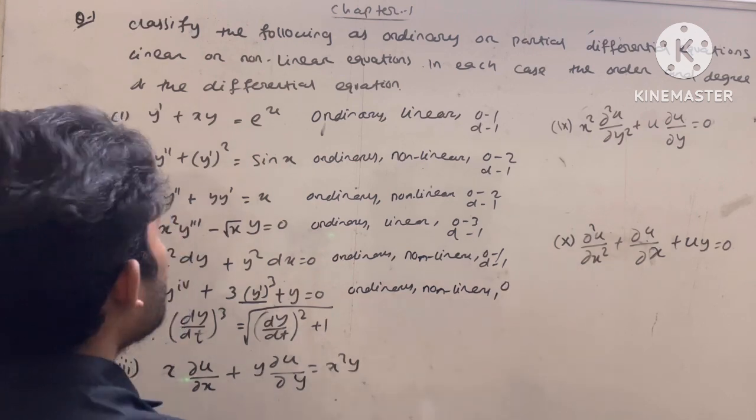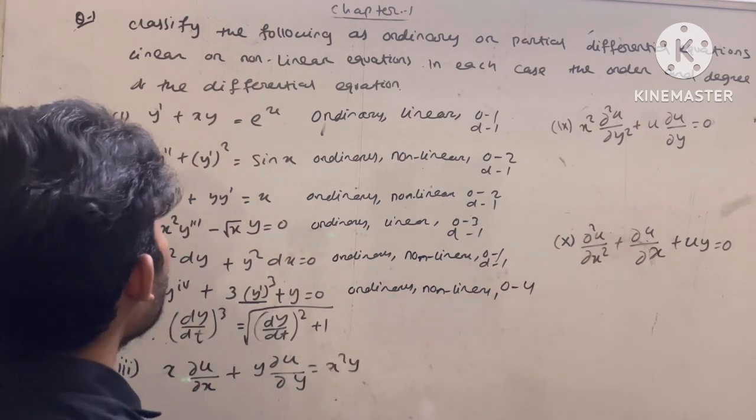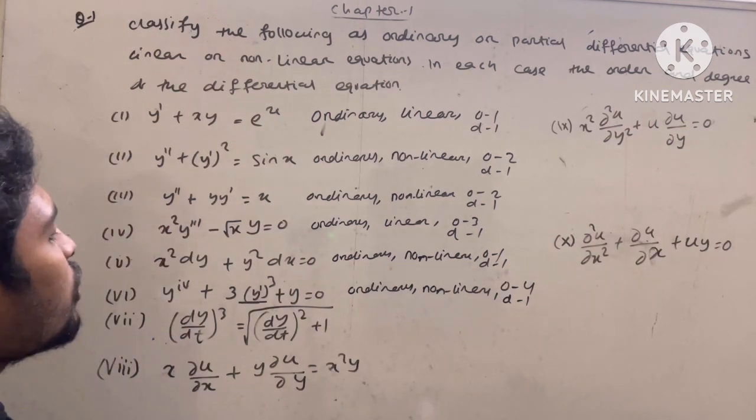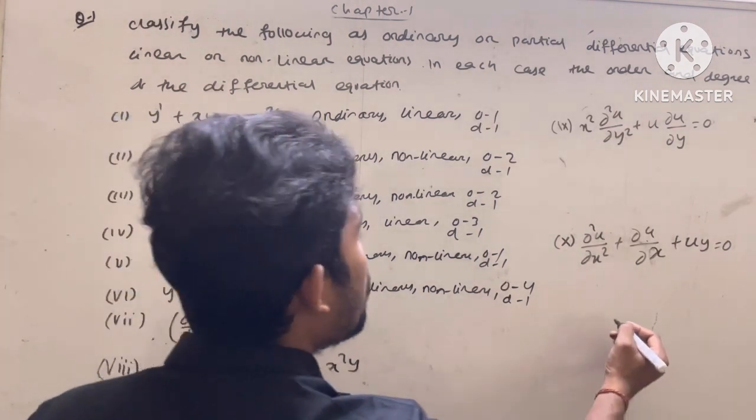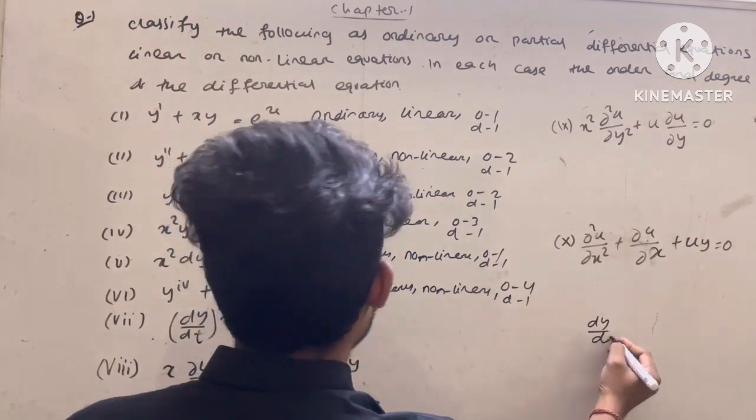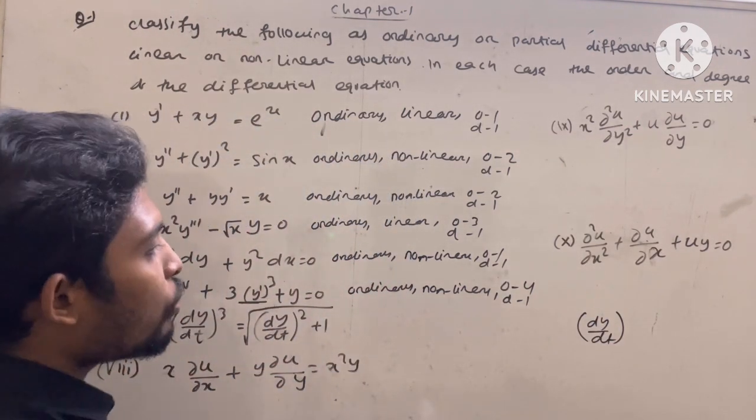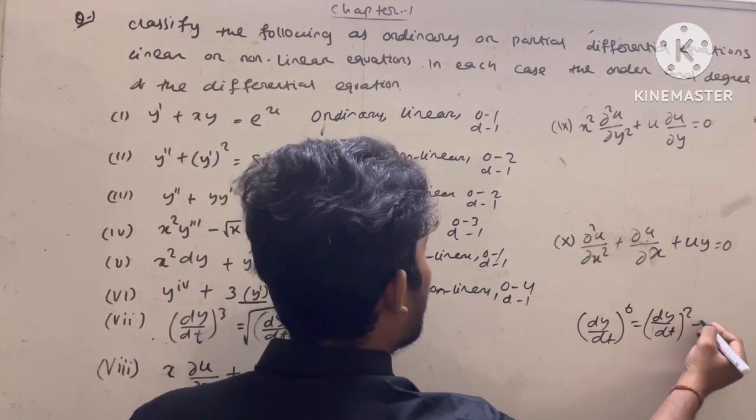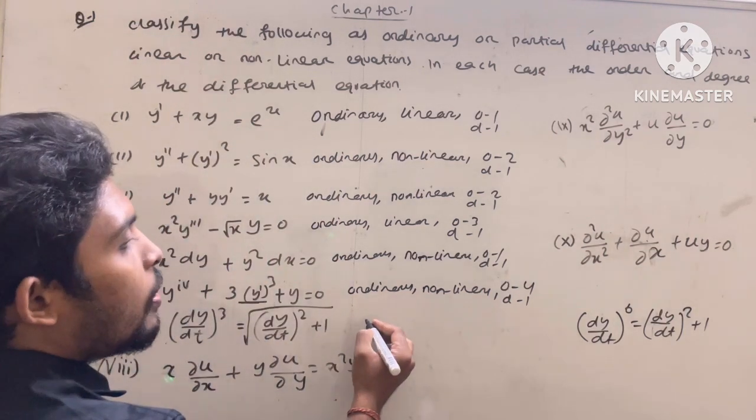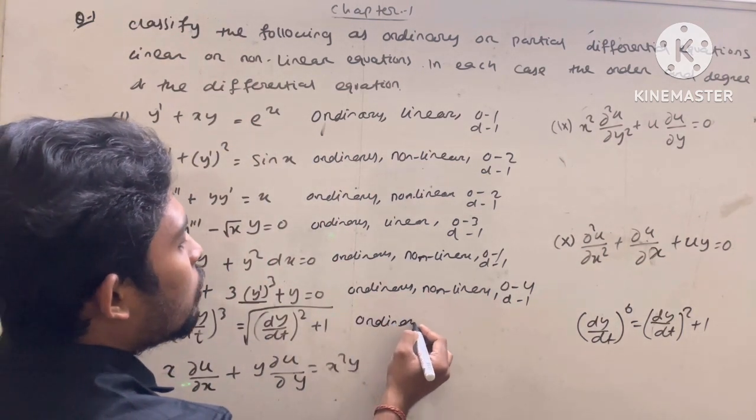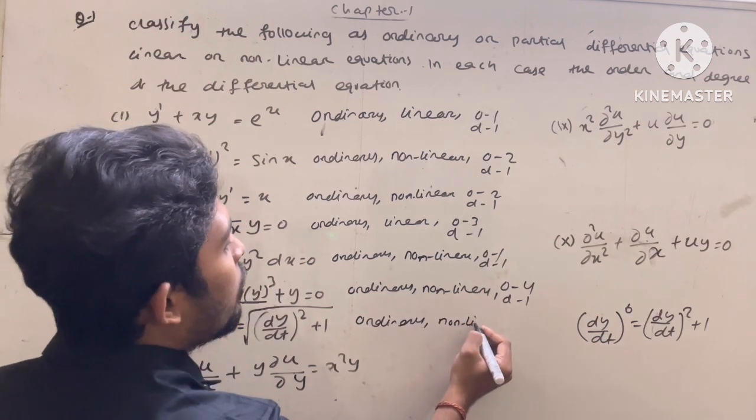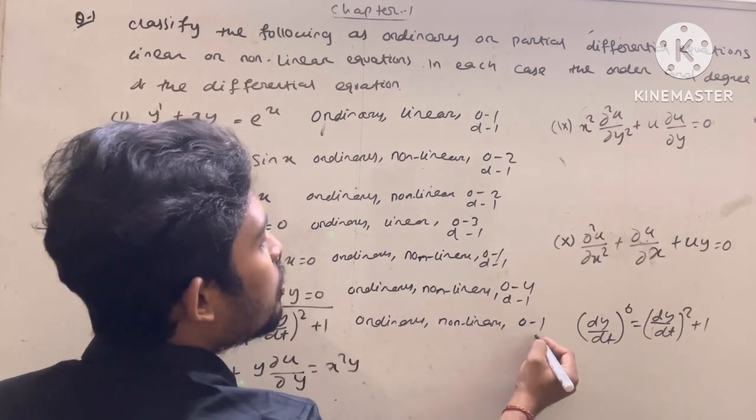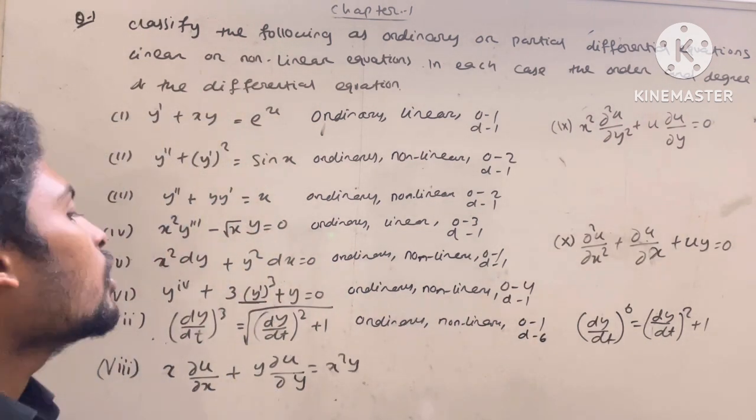Okay, order is 4, degree is what? Degree is 1. Okay, look at it, dy by dt plus dy by dt whole square plus 1. So first of all, solve this one, dy by dt. Take squaring on both sides, it is 6 is equal to dy by dt whole square plus 1. So it is ordinary, no doubt. It is non-linear because its degree is 6. Order is 1, degree is 6. So that's why this one is non-linear.